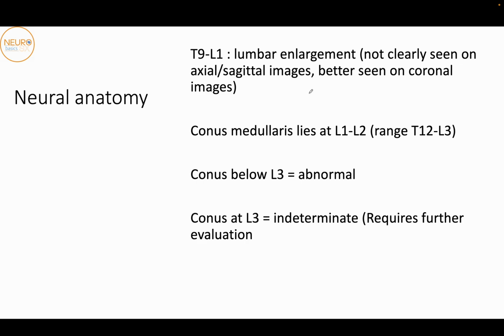As we know, the mid-thoracic spinal cord is round, but as you go down and encounter the lumbar enlargement, it becomes wider, but it becomes wider in the transverse section. So that's not clearly seen on sagittal images. It will be better seen on the coronal image.